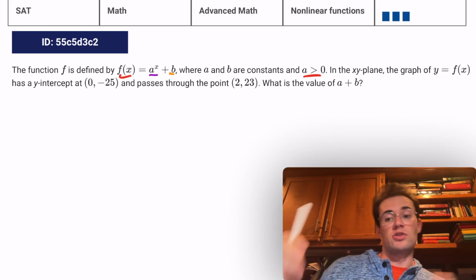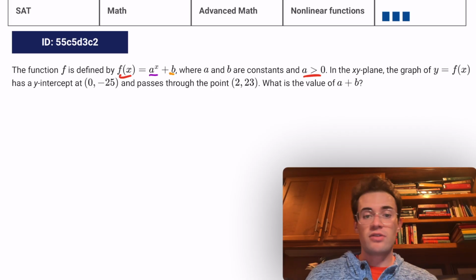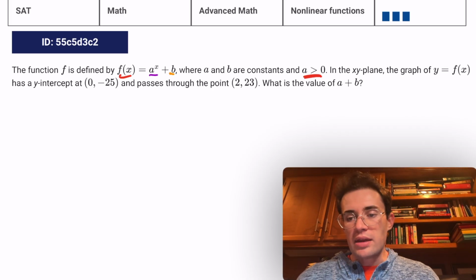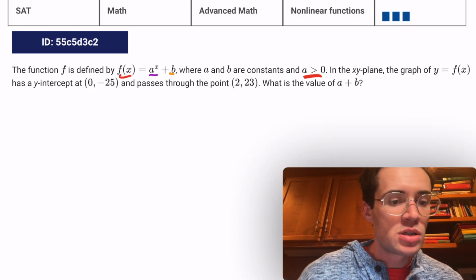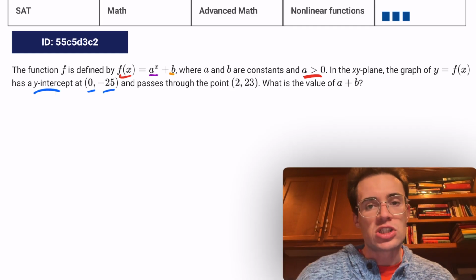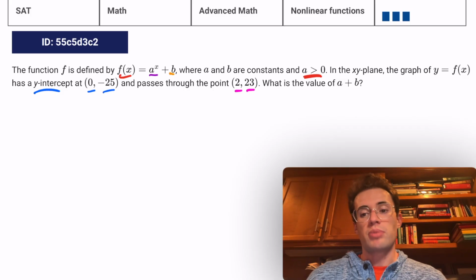Right? If you raise a negative to an even power, it becomes positive. If you raise it to an odd power, it stays negative. Doesn't matter here because a is greater than 0. In the xy plane, the graph of y equals f of x has a y-intercept at (0, negative 25) and passes through the point (2, 23). What is the value of a plus b?